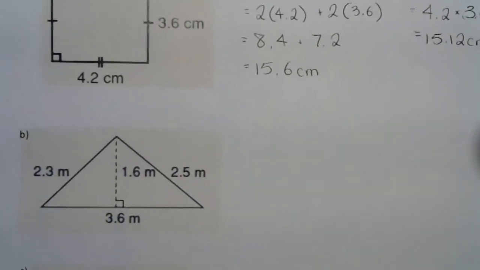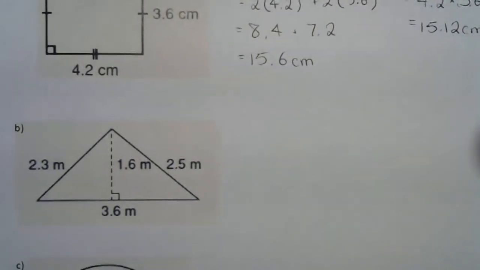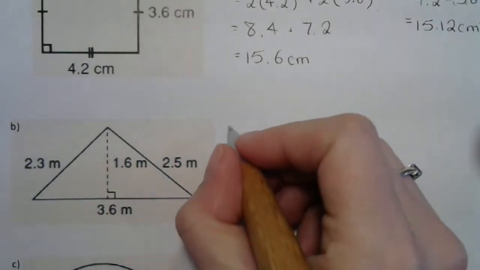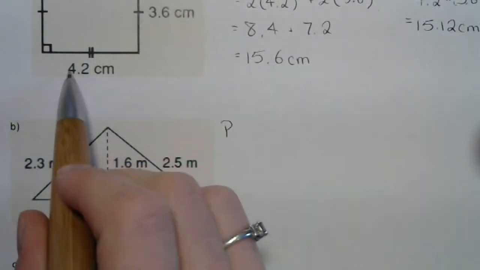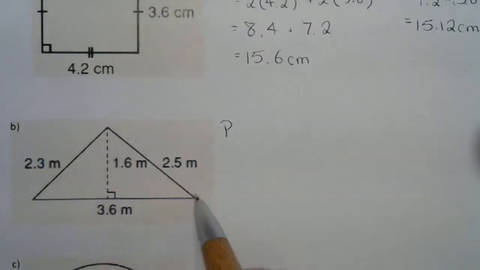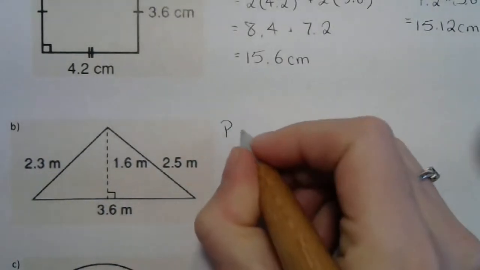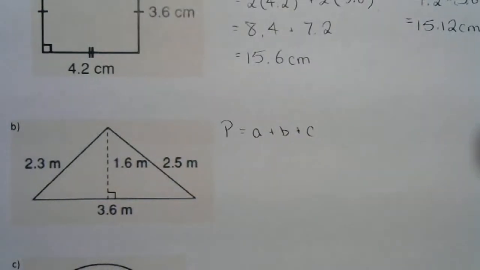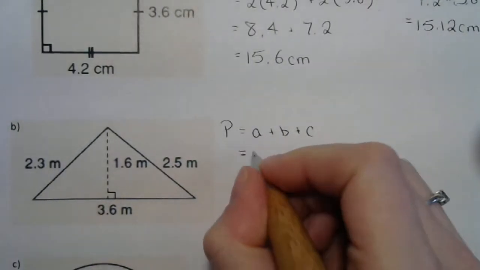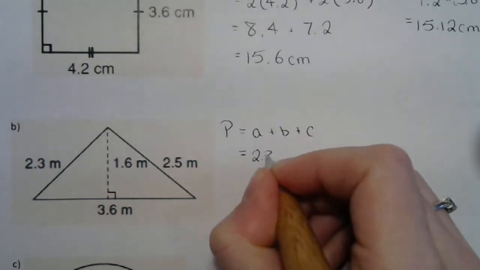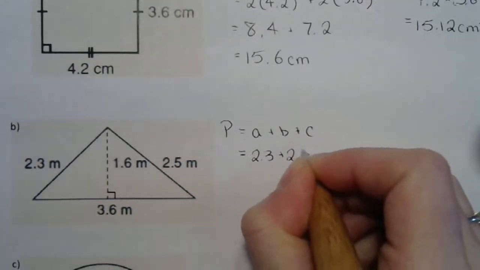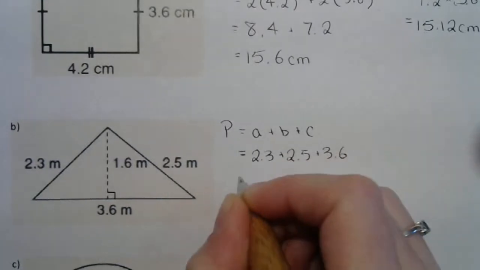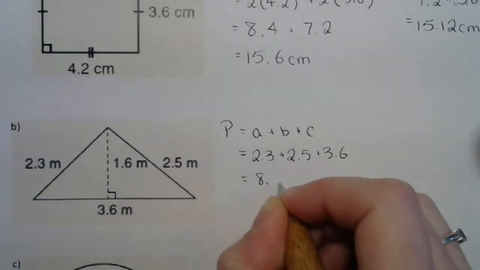So that's a rectangle. If we want to do a triangle, it's very similar, except for a perimeter, since we don't have double any of the lengths, they're all different lengths. So for perimeter, we're just going to have one side length plus another one plus another one. And of course you can label these, but it doesn't really matter which order you put them in. 2.3 plus 2.5, add them all up, 0.4.